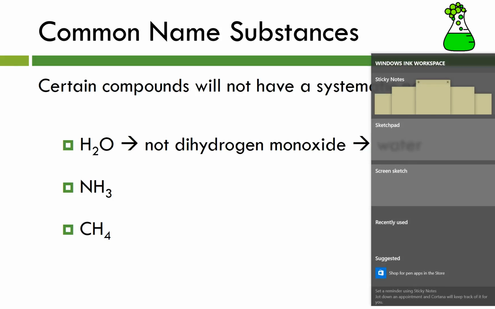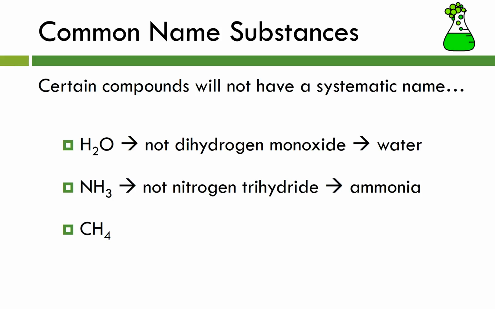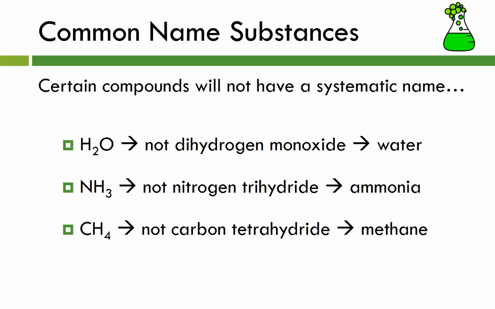NH3. What's that? We don't call this nitrogen trihydride. That's what it looks like it would be called according to our naming rules. This is one of the common name substances you need to know. This is ammonia. You probably have ammonia at home if you have like a window cleaner. It's really good for cleaning. And finally, CH4 is not carbon tetrahydride. We use this in the lab for your Bunsen burners. You might have heard me say it a couple of times by now. We call this methane.